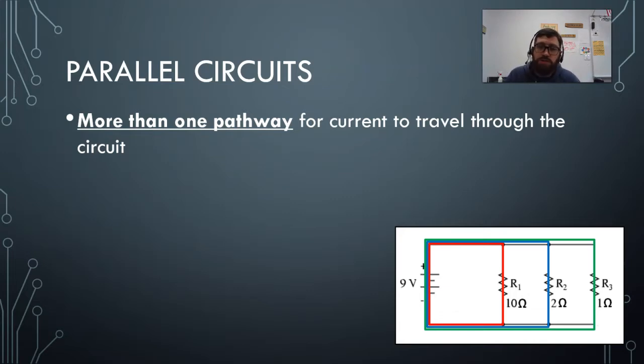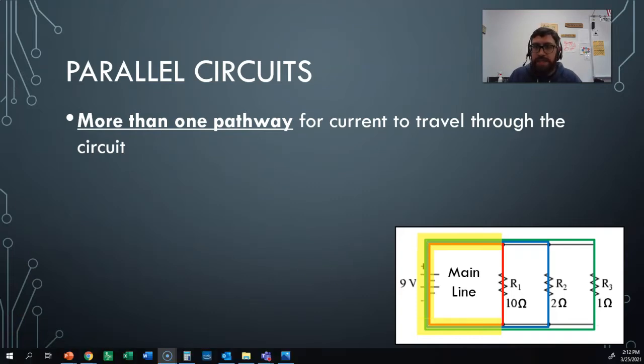A few terms you need to know about with parallel circuits specifically. This little pathway right here, we're going to call that the main line. And the reason we call that the main line, I'm hoping you notice that as we draw these pathways, the main line is the one part of the circuit that is common to all possible pathways in the circuit. And there's an important significant result of that we'll talk about in a second. But we call that the main line. All the red, the green, and the blue pass through this wire, this part.